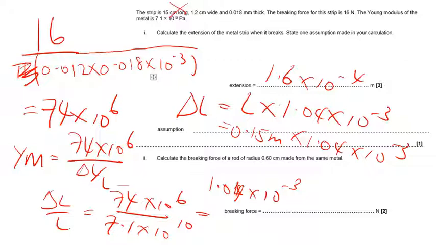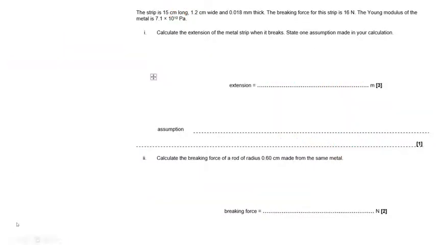Calculate the breaking force of a rod of radius 0.6 centimeters made from the same metal. Now, if it's made from the same metal, it will have the same breaking force. So, let me get rid of this working out. Okay, so I don't mean the same force, I mean the same stress. So the stress should be the same for the same material. So you don't know F, so let me just write that down. F is unknown, and the area is pi r squared, 0.6 times 10 to the minus 2 squared, and it's equal to the same stress.